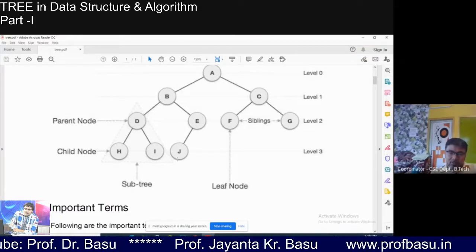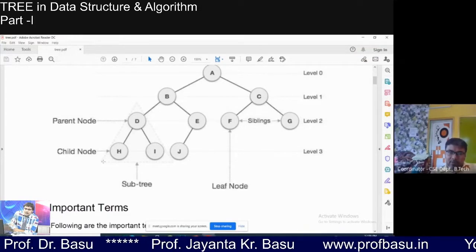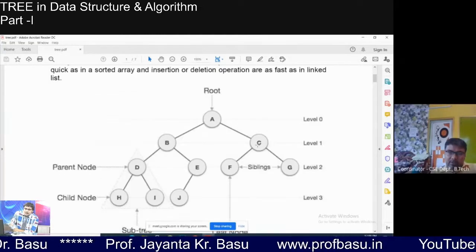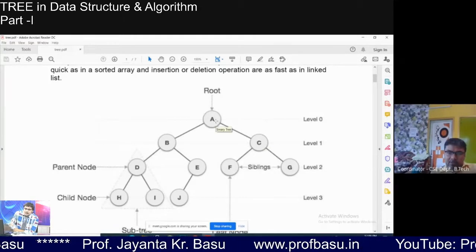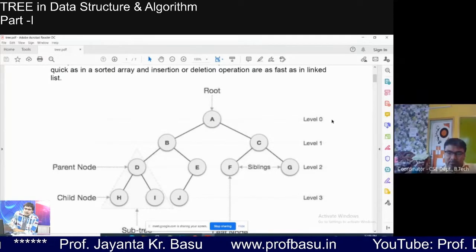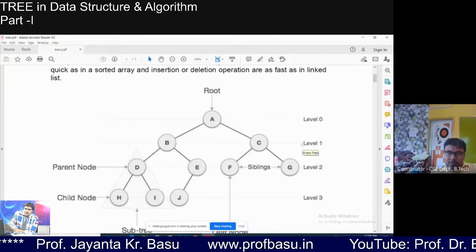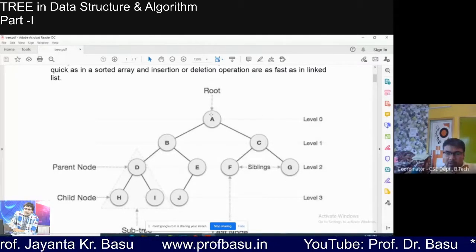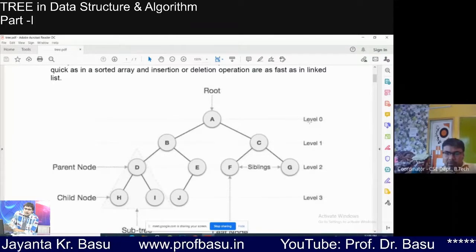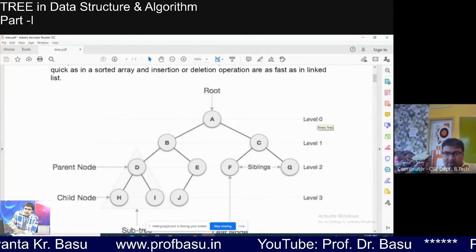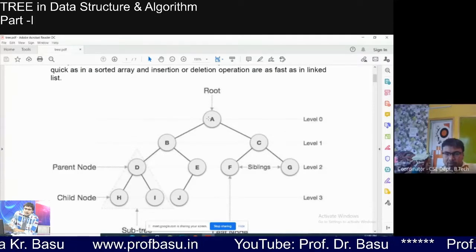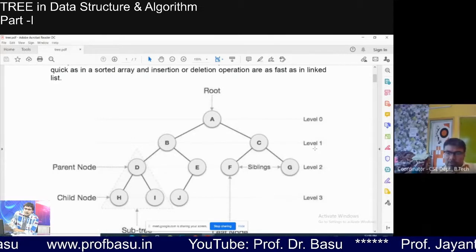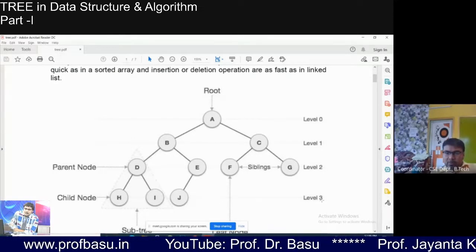It is not necessary that a leaf node will always be at the last level. See here in this tree, how many levels are there if we consider the starting point as level 0? This is the first level, this is the second level, this is the third level. In some books you can notice that this has been mentioned as the first level, but most books follow this concept: the root is always at level 0. Then level 1, level 2, level 3.